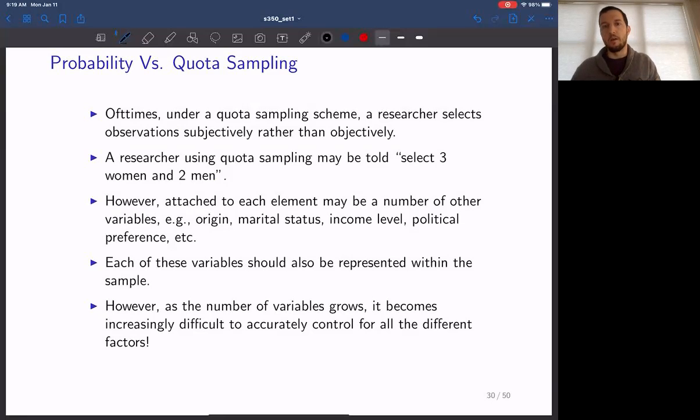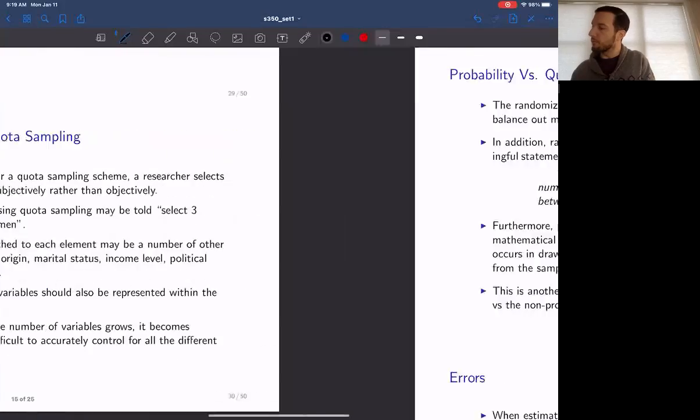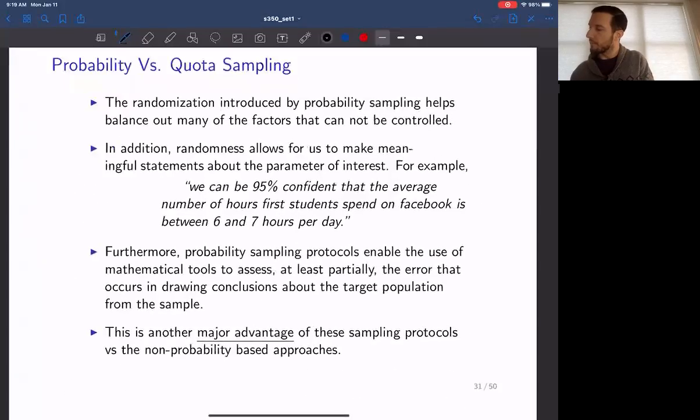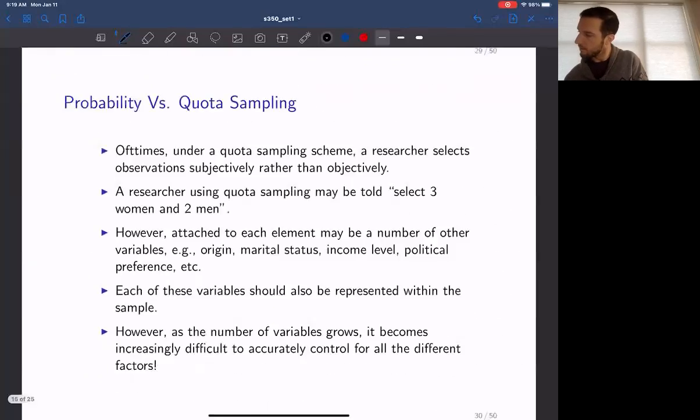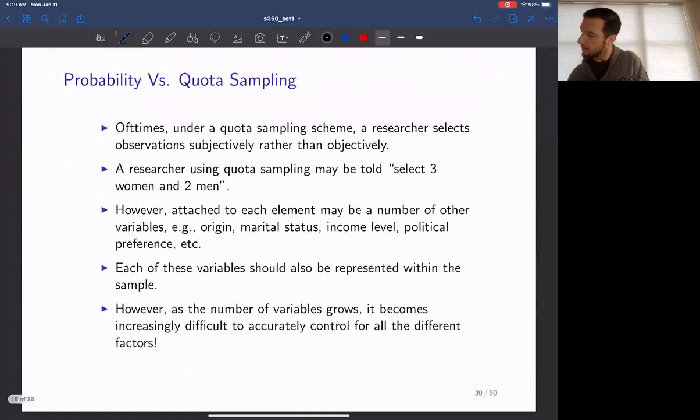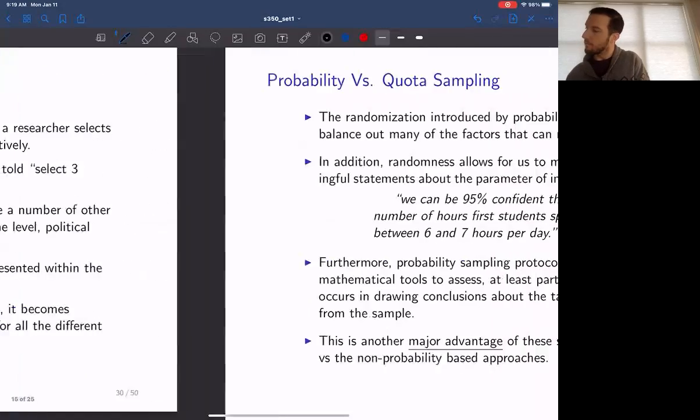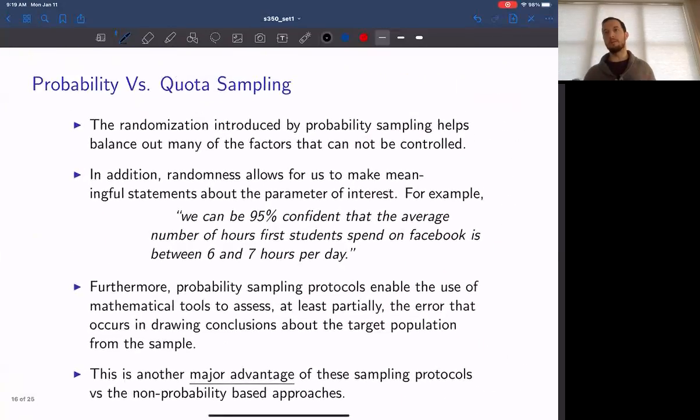Probability sampling, on the other hand, should naturally provide a representative sample where the characteristics are fairly balanced because of the fact that we have this inclusion probability attached to each of the different persons.